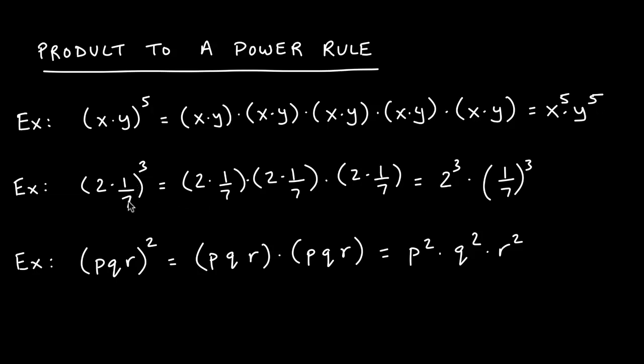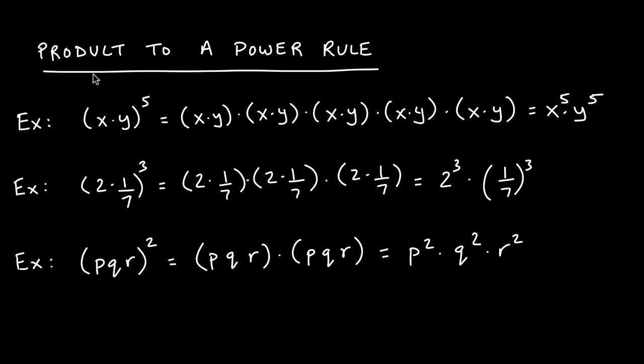If you have 2 times 1 over 7 raised to the third, that just means I want you guys to multiply 2 times 1 over 7 3 times. And once the exponents are gone, we can see that you have a 2, a 2, a 2. Each one of these is getting multiplied, so you get 2 raised to the third because there's 3 of them. Similarly, 1 seventh raised to the third.